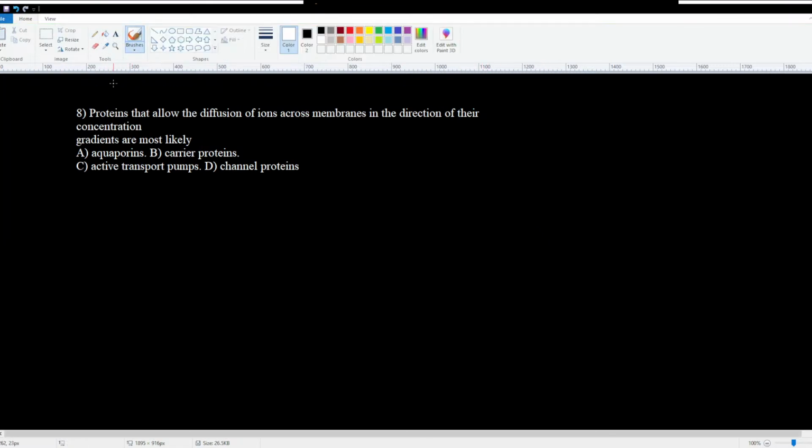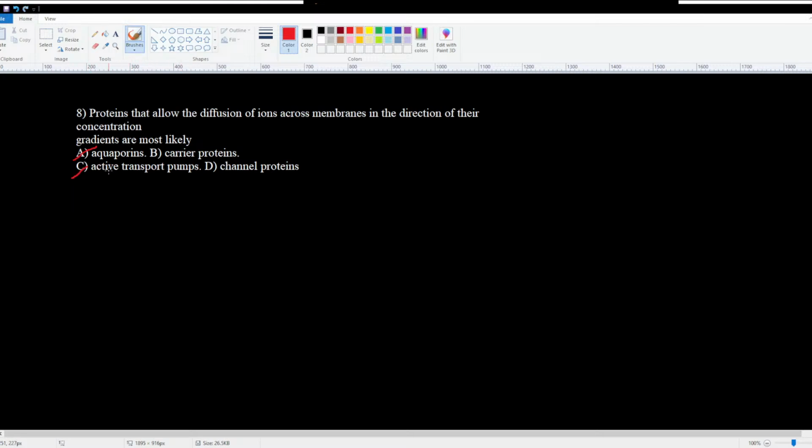Okay, so number 8 is asking, proteins that allow the diffusion of ions across membranes in the direction of their concentration gradients are most likely A, aquaporins, B, carrier proteins, C, active transport pumps, or D, channel proteins. So, proteins that allow the diffusion of ions across membranes. So we can eliminate aquaporins, right? Because that only has to do with water. We're talking about ions in this example, so we can eliminate aquaporins.